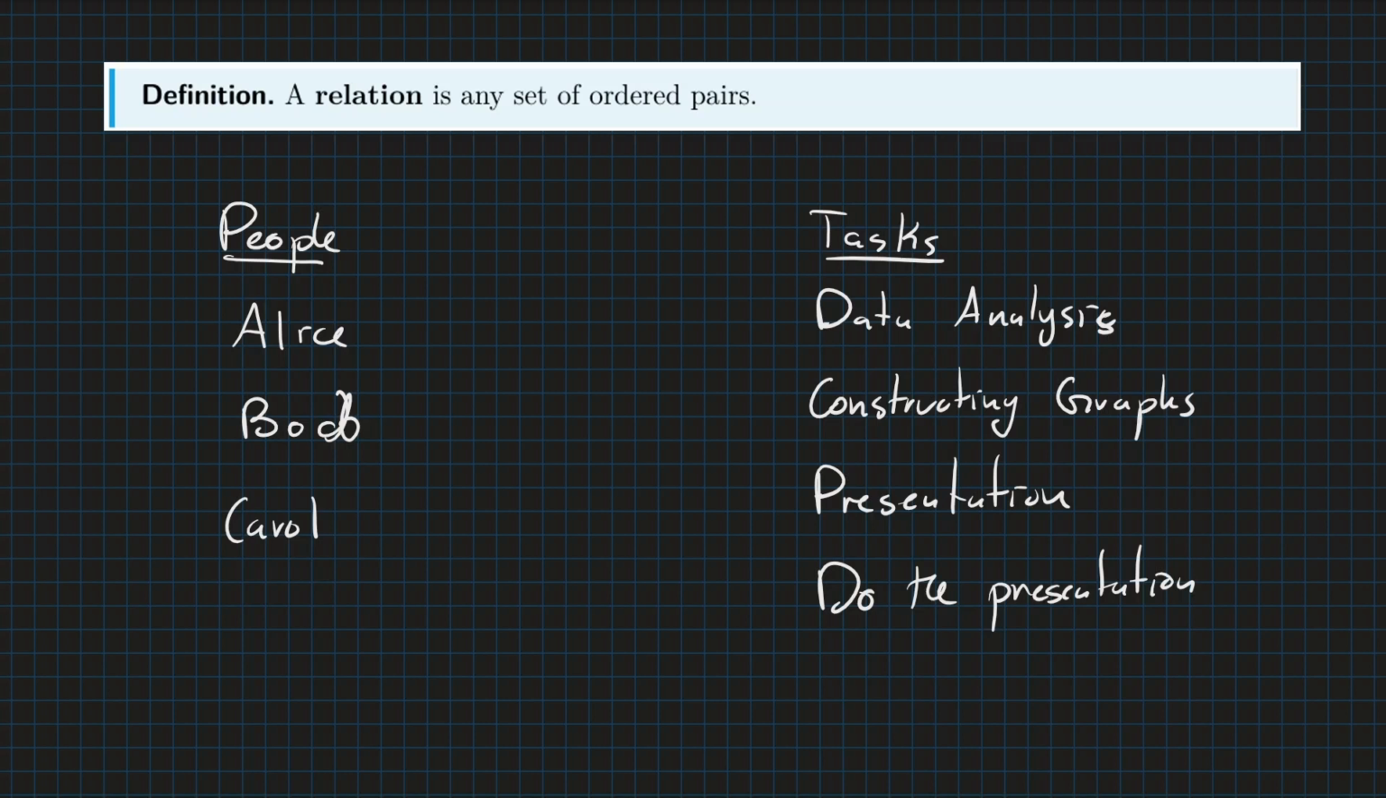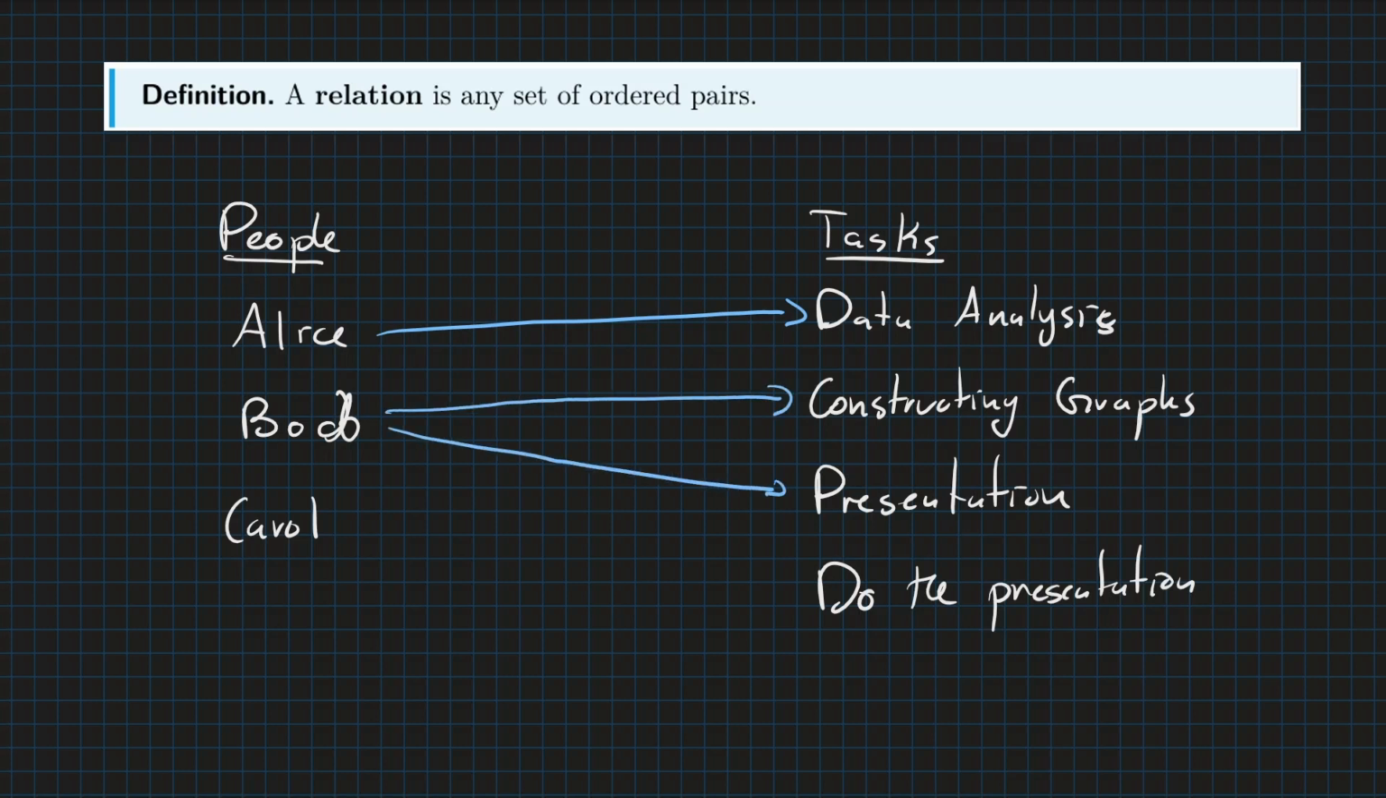And so for each of these people, say you're a manager, you have this team, Alice, Bob, and Carol, and you have 4 tasks. And you're like, okay, we need to get all of these tasks done. So what you're going to do is start to assign people to a task. So say Alice is really good at data analysis. So you're going to assign her to data analysis. Let's say Bob is really great at constructing graphs and doing presentations. So we're going to assign him to both of those tasks. And then Carol, she's got a really great personality, so she's going to do the presentation for the group.